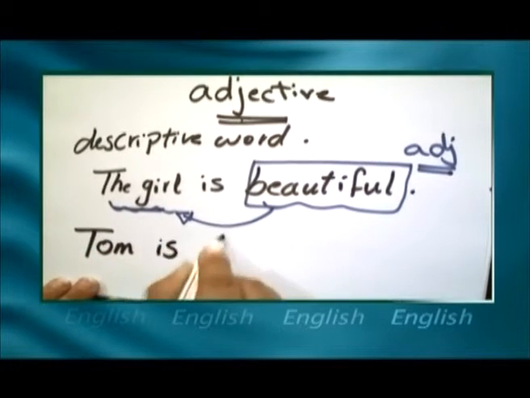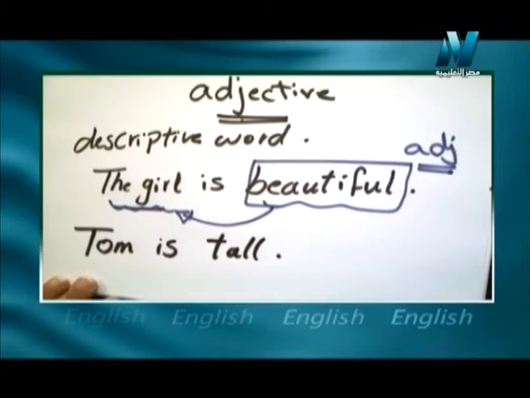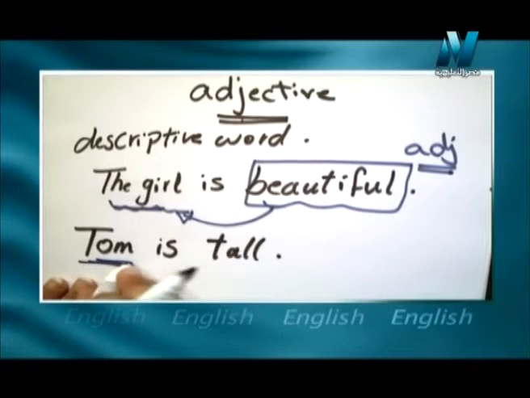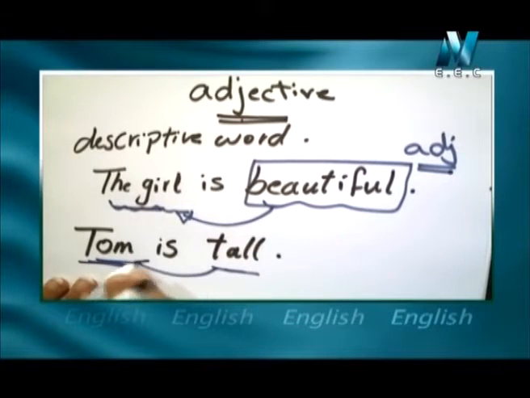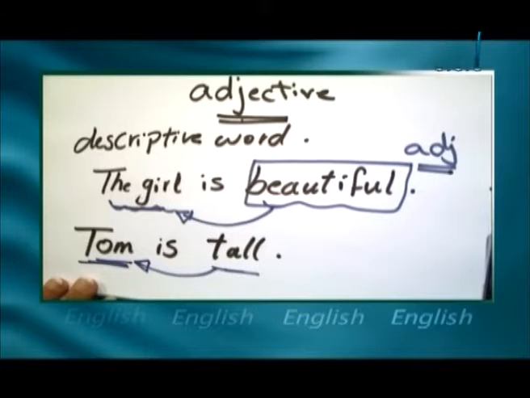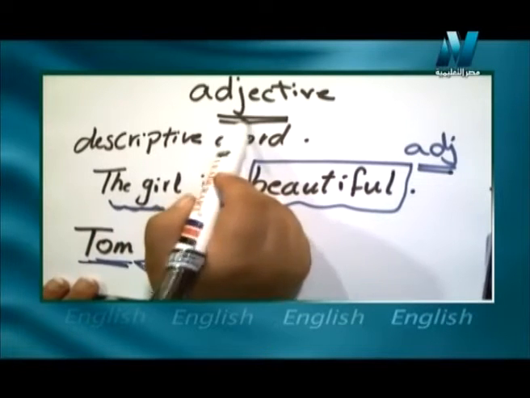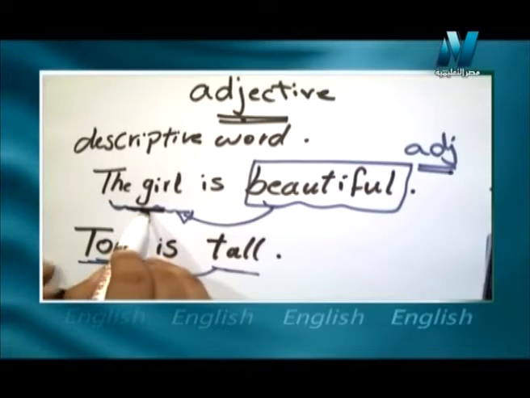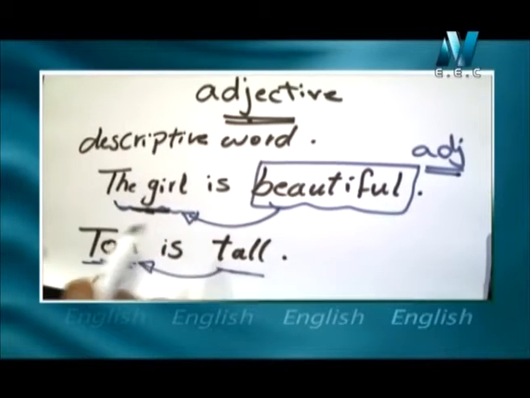When I'm saying Tom is tall. Tom is tall. I'm describing Tom that he is tall. طويل. So, an adjective is a descriptive word بوصف بيها the person I'm speaking about or the thing. I can describe a thing.